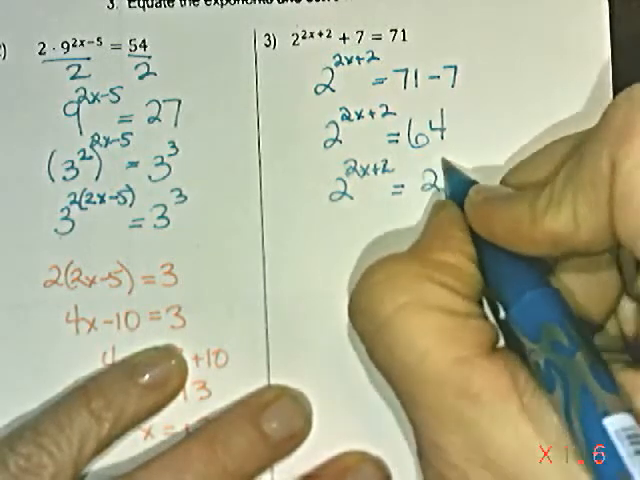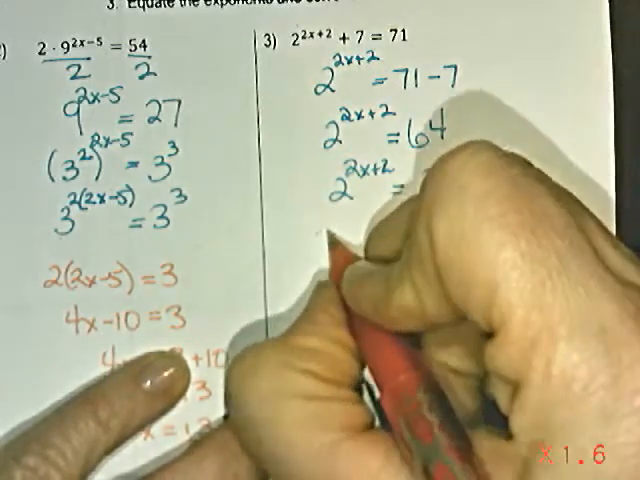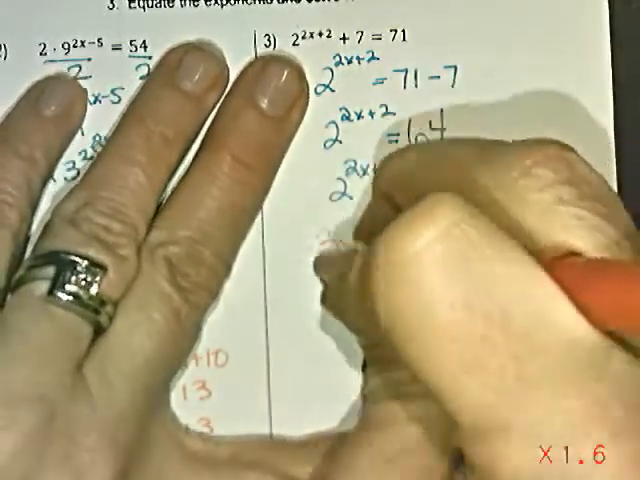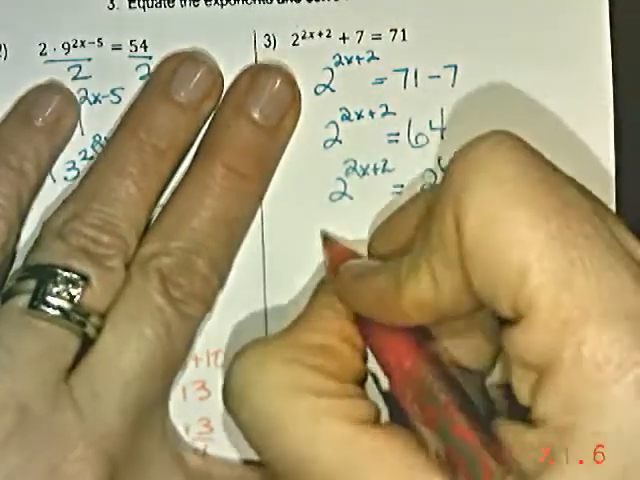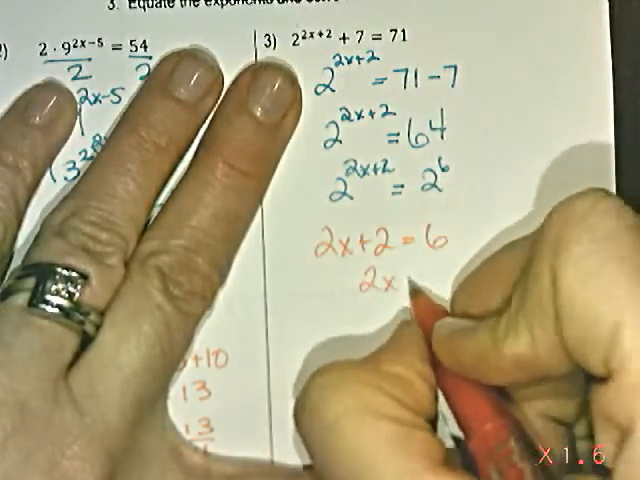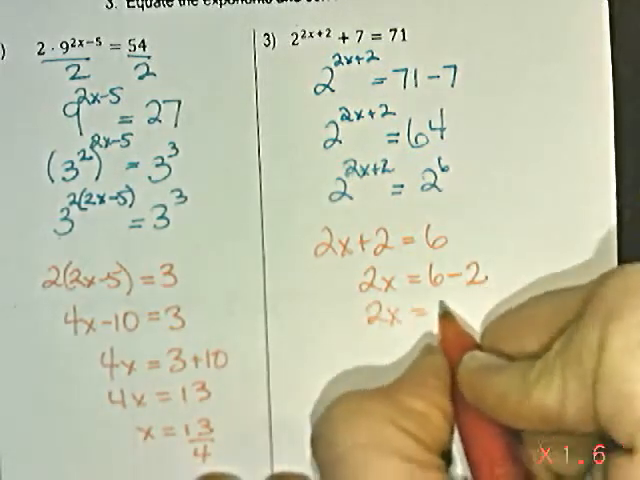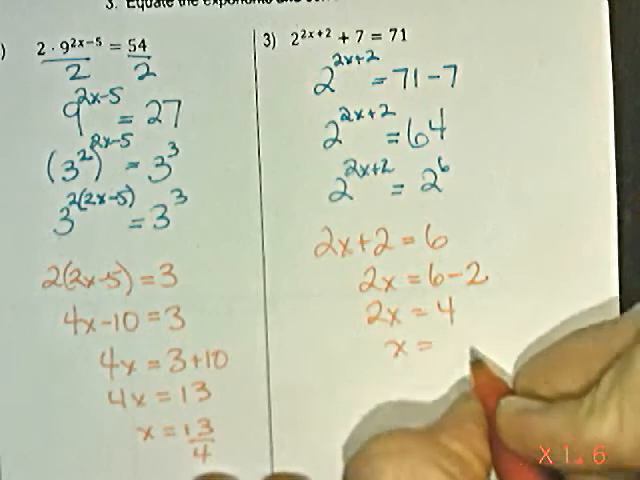2 to the exponent 6 is 64. I have matched my bases, and so I'll just work with my exponents. I keep wanting to make that a 3. 2x plus 2 is equal to 6. 2x is equal to that 6 minus my 2. So we get 2x is equal to 4, and x, divide away my 2.